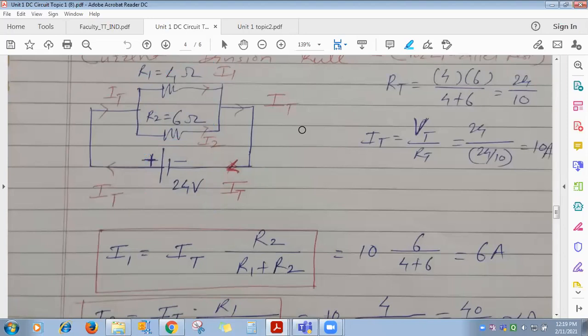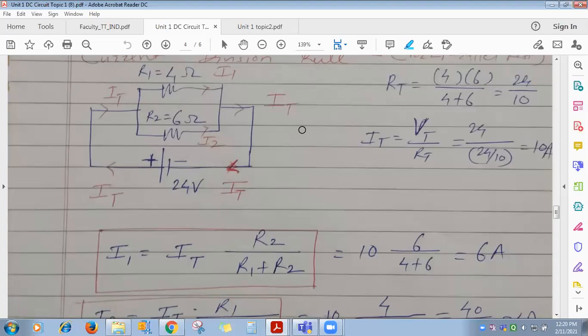Whatever circuits are given to you for simplification are not this easy. 5-6 resistances are connected in different fashion, and more than 1 or 2 voltage sources and current sources will be there in the circuit. There you can use whatever method is convenient to you. You can use 24 by 4 and 24 by 6, or you can apply the current division rule. Some students may find the current division rule easy; it also depends on the circuit.